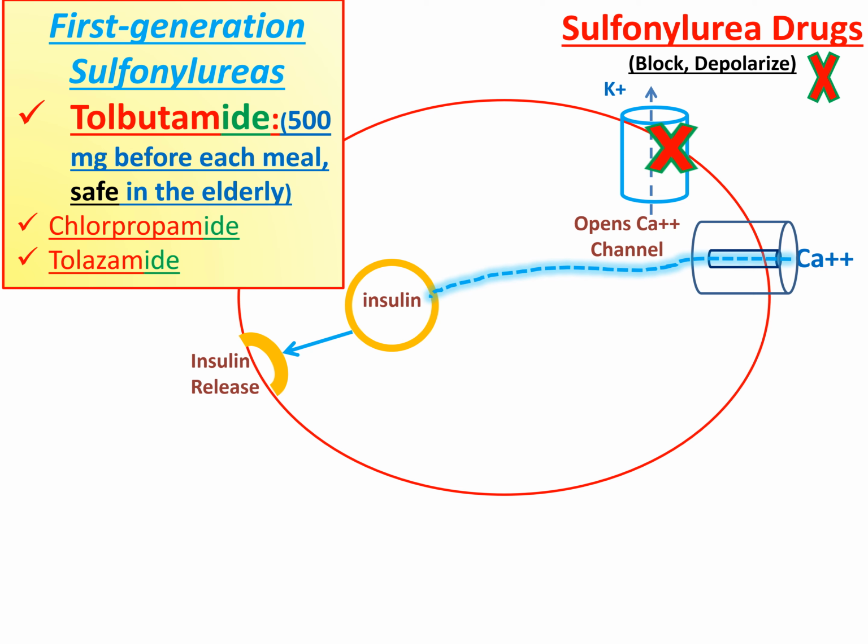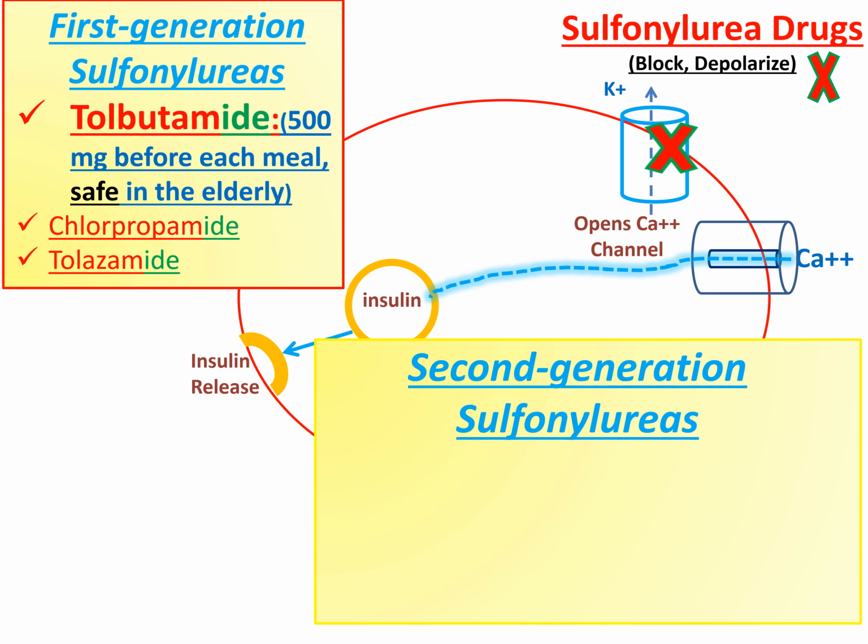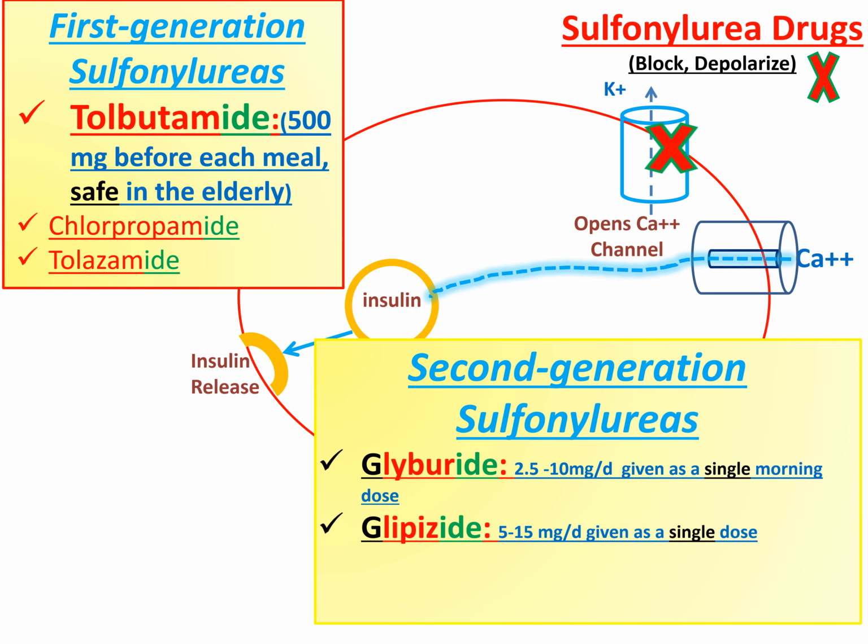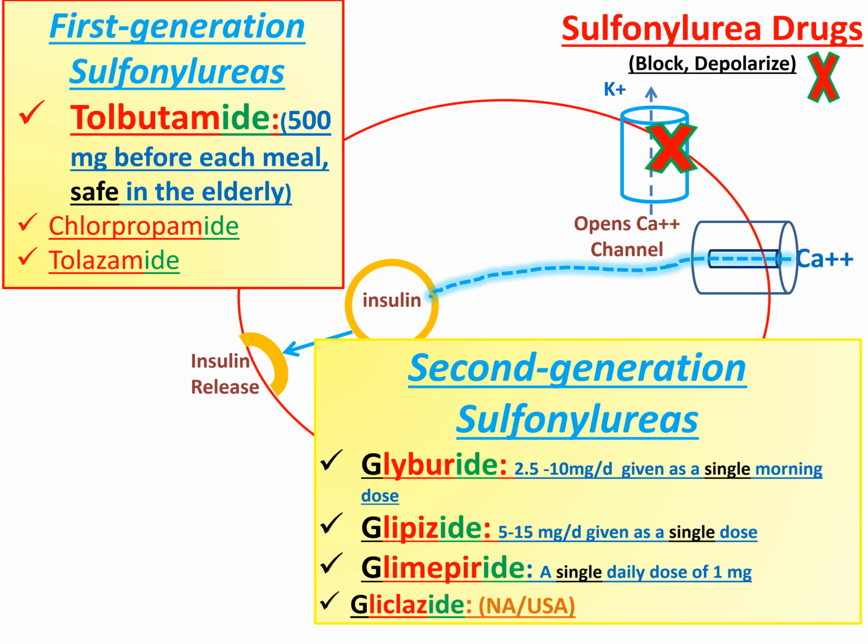However, the ones most used now are the second generation. The second generation sulfonylureas, you can see that almost all of them will be given as a single dose, and all the names of the second generation sulfonylureas start with G, and all the sulfonylurea names end with IDE. For example, the second generation glyburide.